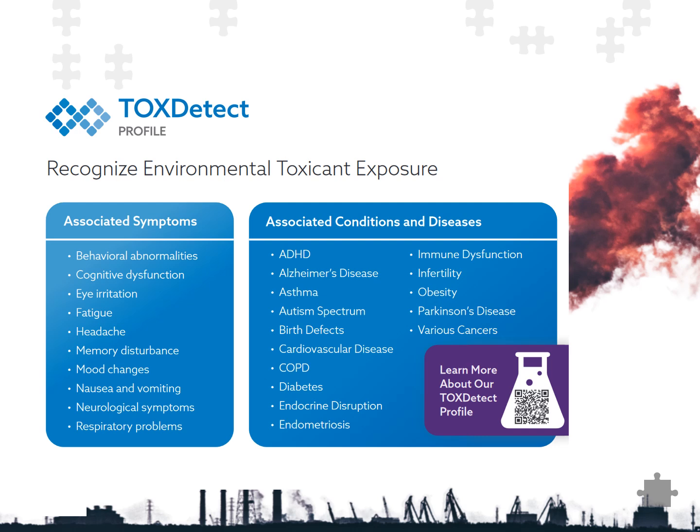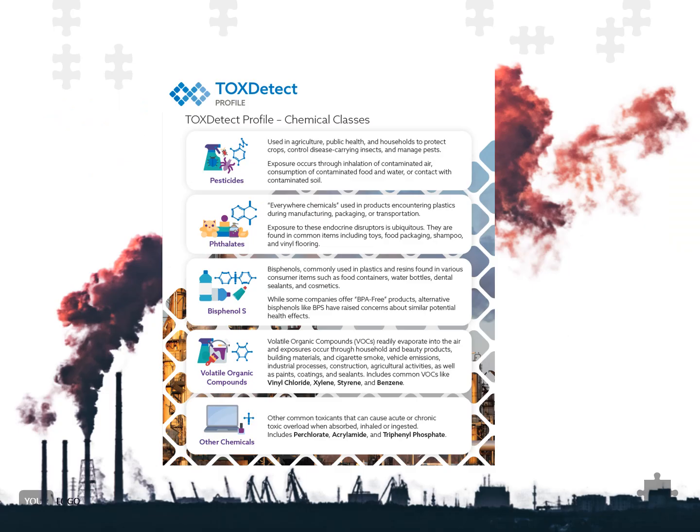It's important to understand that environmental toxins can have many different types of symptom presentations, as well as be associated with different types of health conditions and diseases. And what the TOX Detect Profile does is it analyzes the exposure to different types of chemical compounds, from pesticides, phthalates, bisphenol, as well as volatile organic compounds like vinyl chloride, styrene, benzene, and other types of chemicals, perchlorate, acrylamide, triphenyl phosphate. And each of these chemicals has their own unique chemical toxicity influence, and then combined together, they can even have more adverse effects.